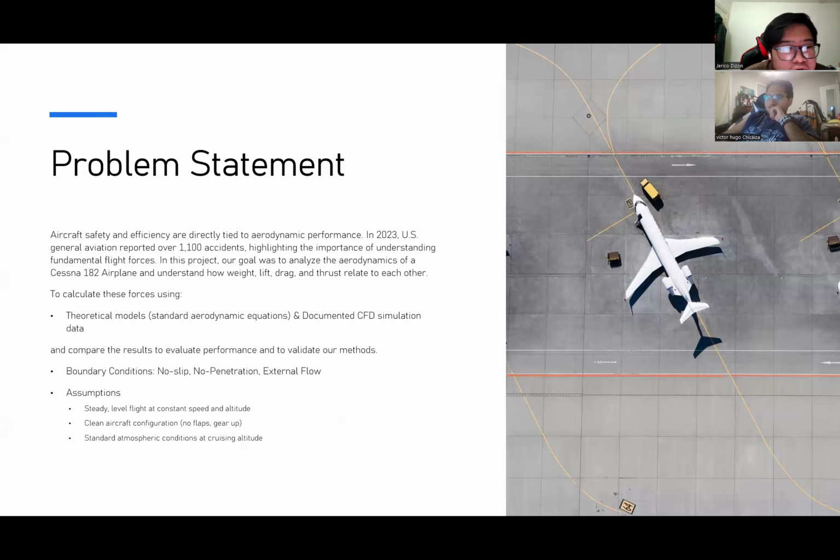For our other assumptions, we said it was a clean aircraft configuration, so there were no flaps and the gear was up to decrease the level of drag acting on it. Moreover, we said it was a standard atmospheric condition at cruising altitudes.